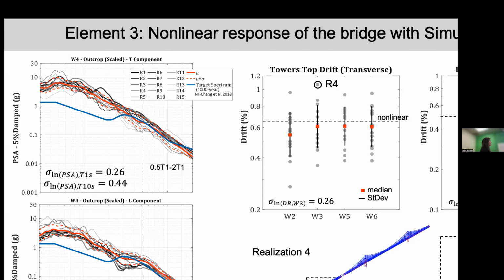decks. And these red squares represent the median values of the response, and then we have these black bars representing the standard deviation. Now, there are a lot of observations we can make here. We started making them when we first looked at these results, but then we utilized a lot of animations from each of these realizations.